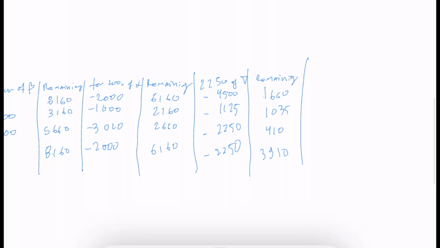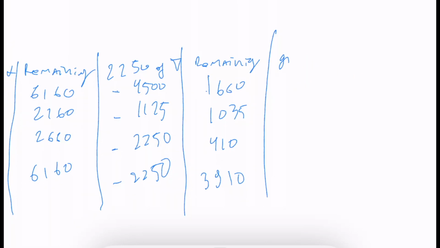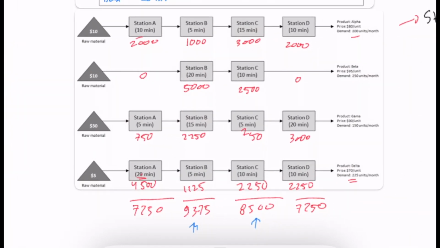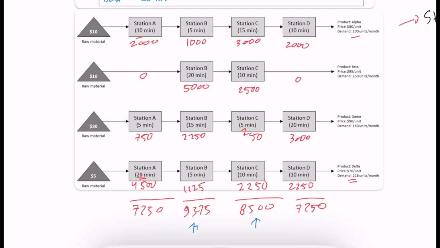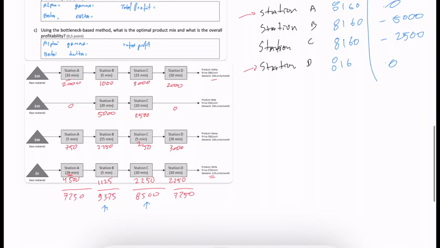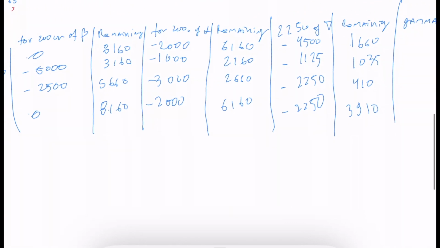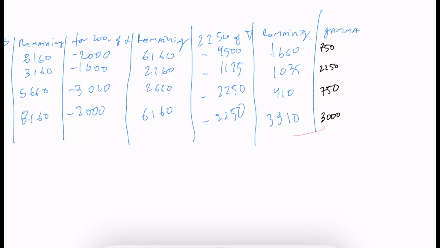Now I need to know what's left to make gamma. For gamma, I would need 750, 2250, 750, and 3000. Look at those numbers and compare with what we have left. This works, and this one works. But what about those here? They will not fit, so I cannot make all of those units.